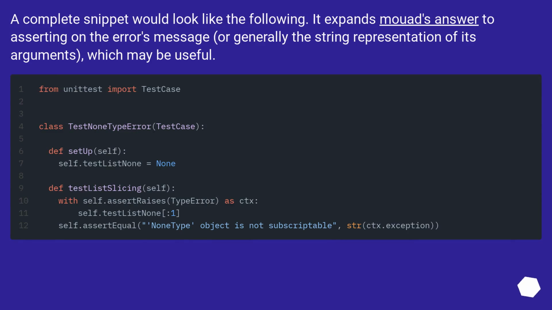A complete snippet would look like the following. It expands Muad's answer to asserting on the error's message, or generally the string representation of its arguments, which may be useful.